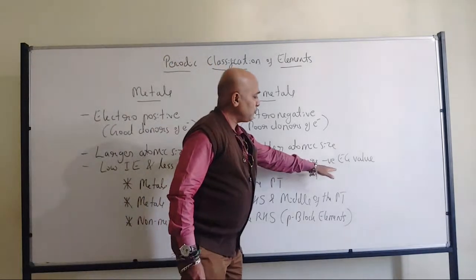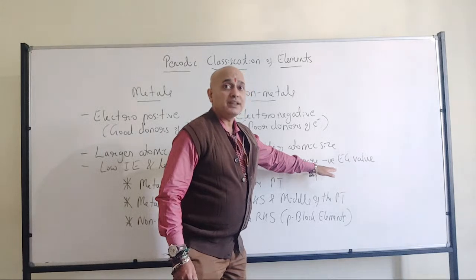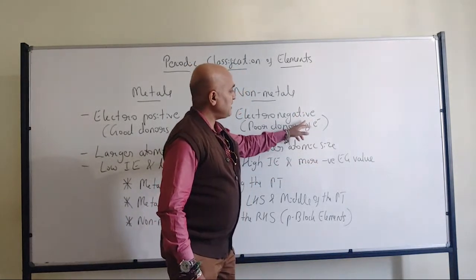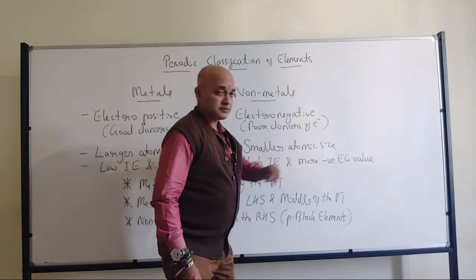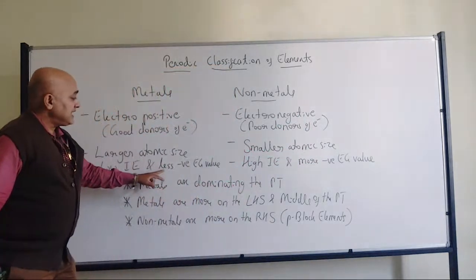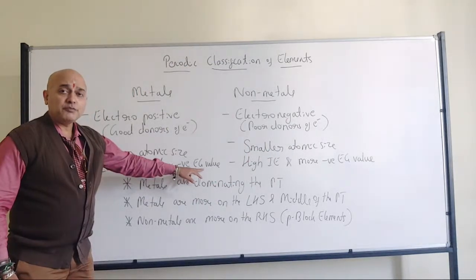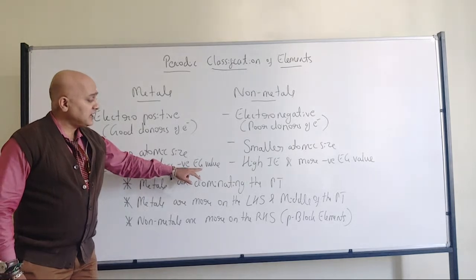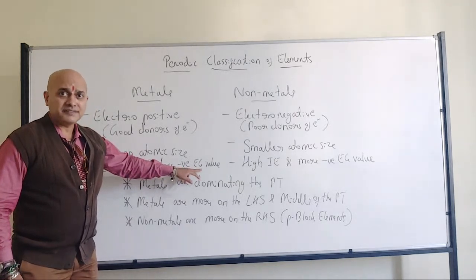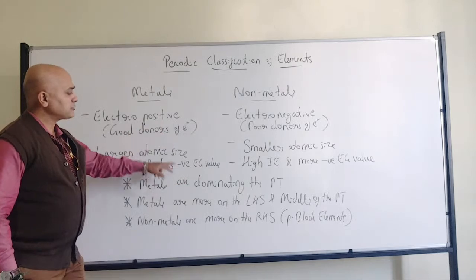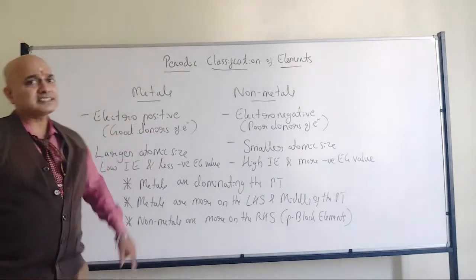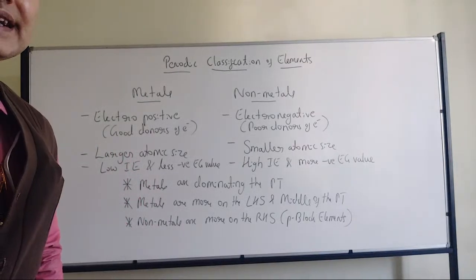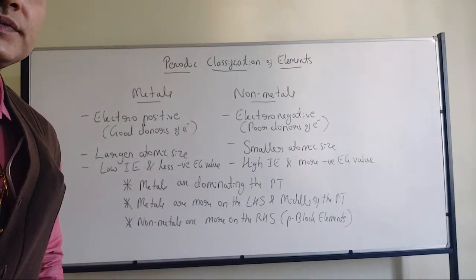More negative means more energy will be released. That means they can take up the electron easily. That's where electronegativity comes. Less negative electron gain enthalpy value means less energy will be released. That means they will not take up the electron in an easy way. Therefore they are electropositive. Metals are poor acceptors of electrons.